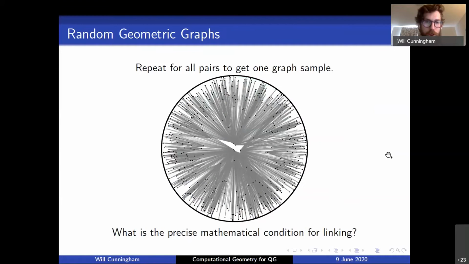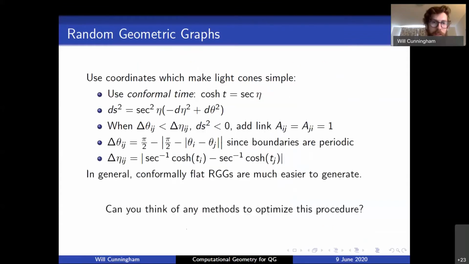We do this for all pairs of points, and we see what one realization of the graph looks like here. It looks very spiky and pointy, and what you're seeing here is reflective of the light cone. So if you're looking for instance for a path that gets you from one side of the circle to the other, it's going to look like a zigzag path, going along these light cones. So let's take a step back and think about the precise mathematical condition for linking.